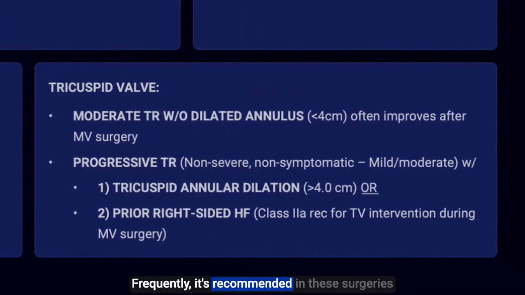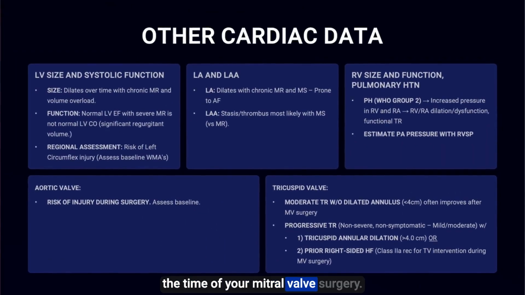Frequently, it's recommended in these surgeries, if you have even non-severe, non-symptomatic, mild or moderate TR with significant tricuspid annular dilation greater than 4 centimeters or prior right-sided heart failure symptoms, this is a class 2A recommendation for tricuspid valve intervention during the time of your mitral valve surgery.